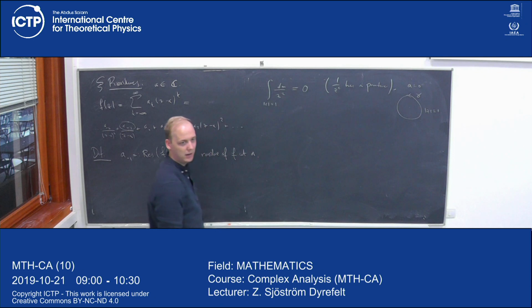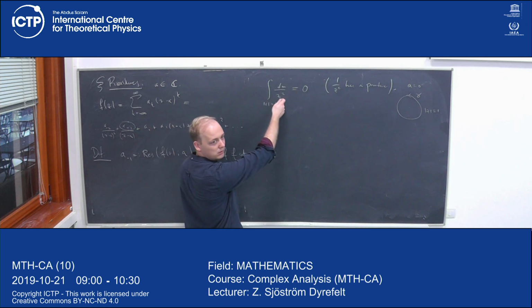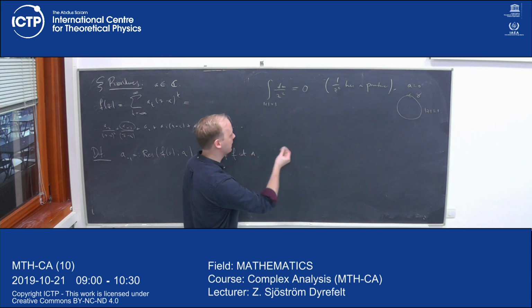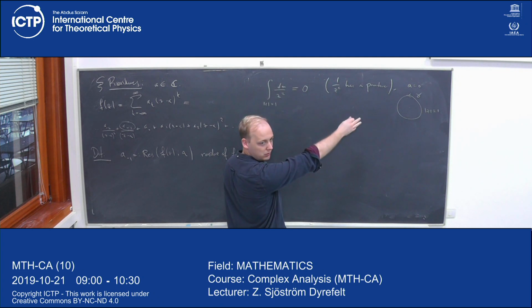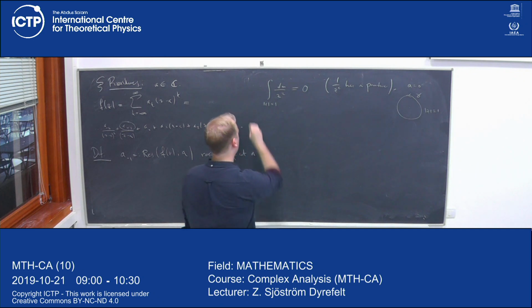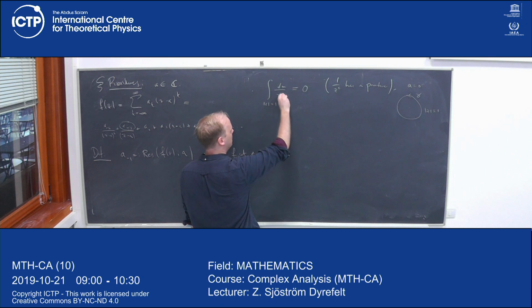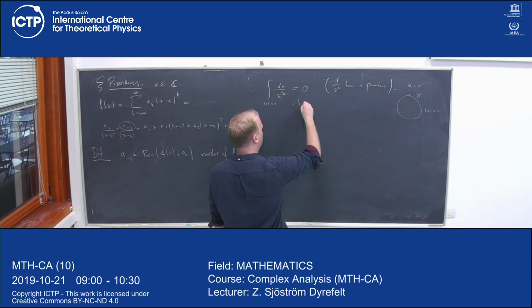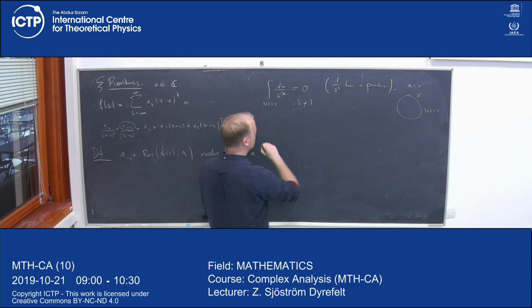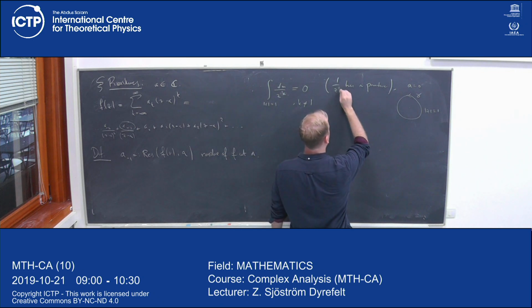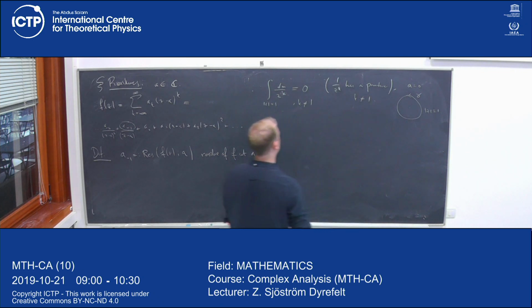So 1 over z squared, you say, aha, but it has a singularity, it has a pole of order 2 actually in z equals 0, but it has a primitive. So because it has a primitive, this is equal to just the value of a primitive in the two endpoints, but the curve here is closed, so this is 0. And the same thing, of course, happens if I replace this with k, where k is not 1.